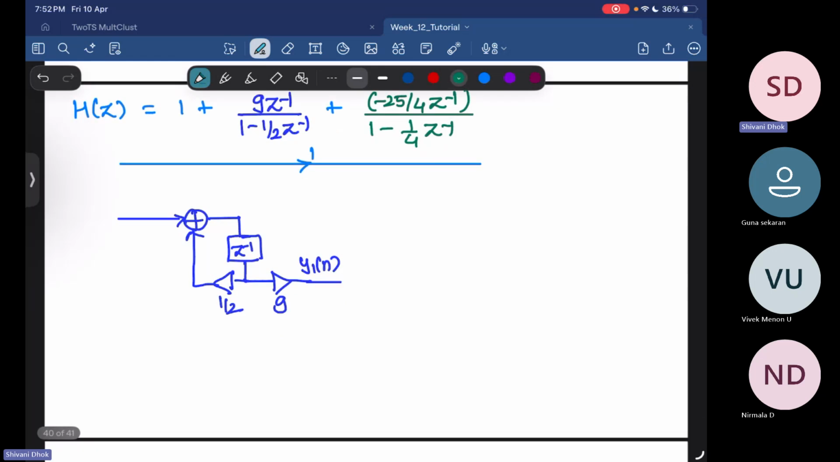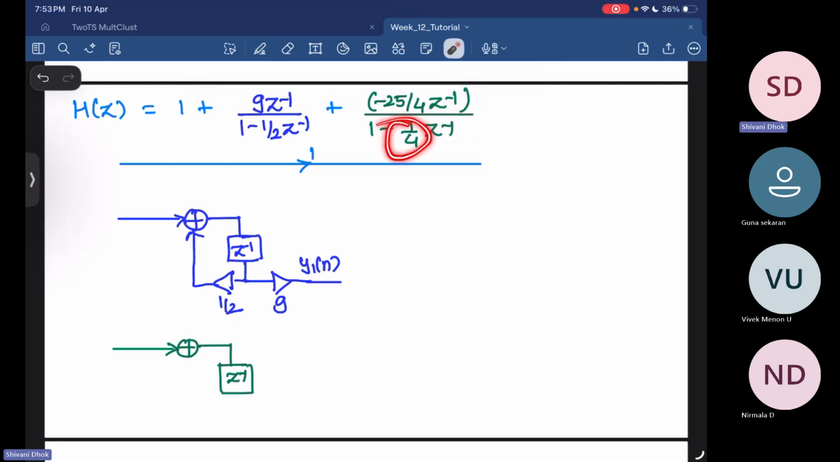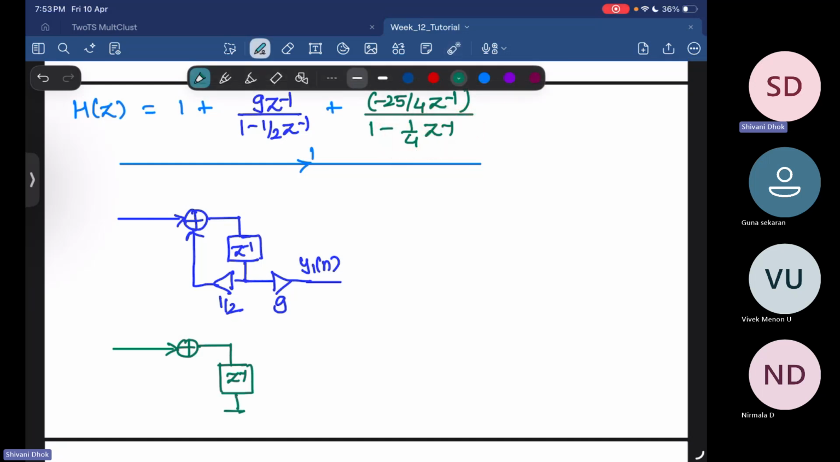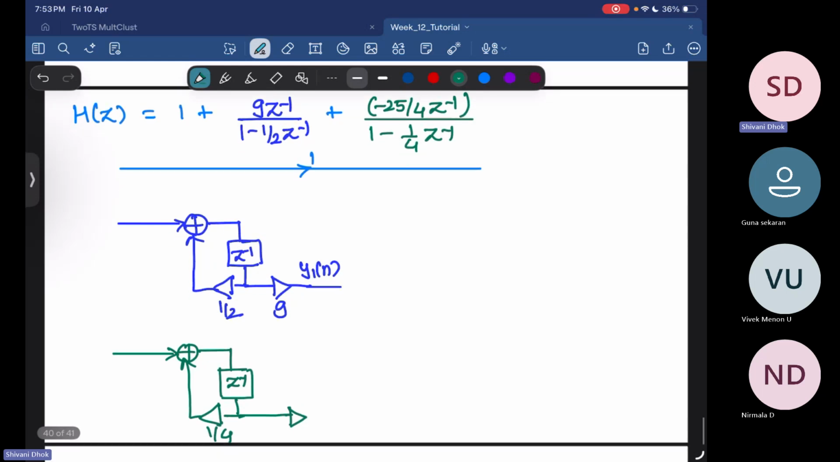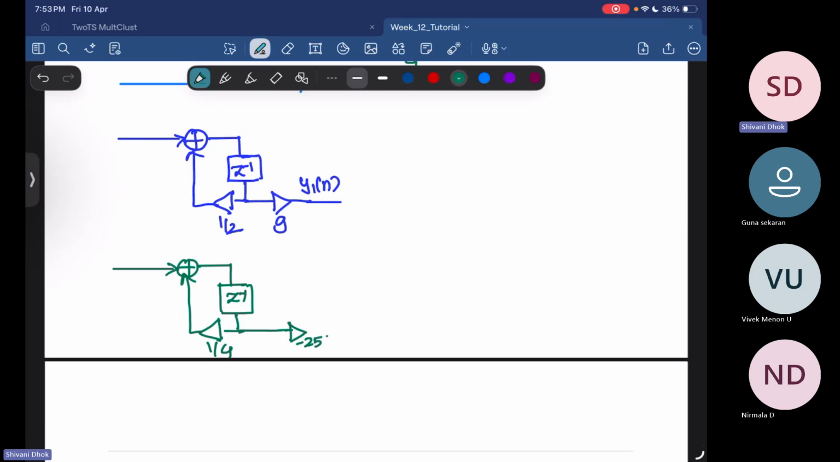And similarly, I can construct my second system. So I'll have an adder block, a delay block for the denominator's delay, and you have a gain of 1 by 4. This gets added here. And in the numerator, you have minus 25 by 4 z inverse. Z inverse is already there, and you get a minus 25 by 4. Something like this. And this is basically your y2 of n.